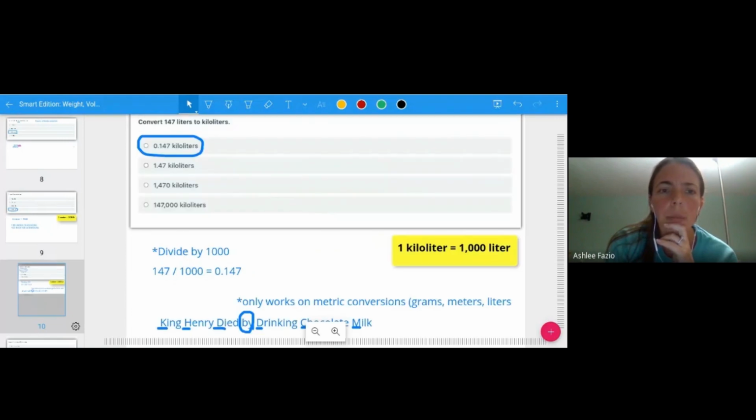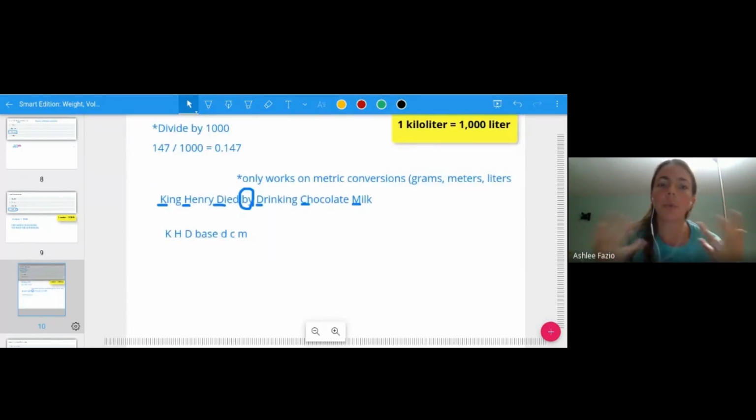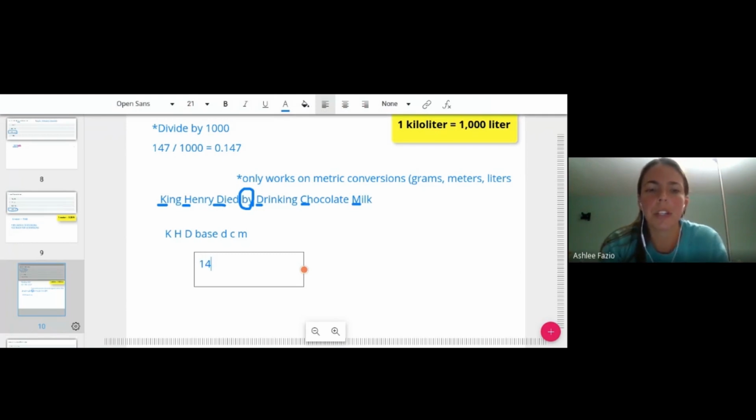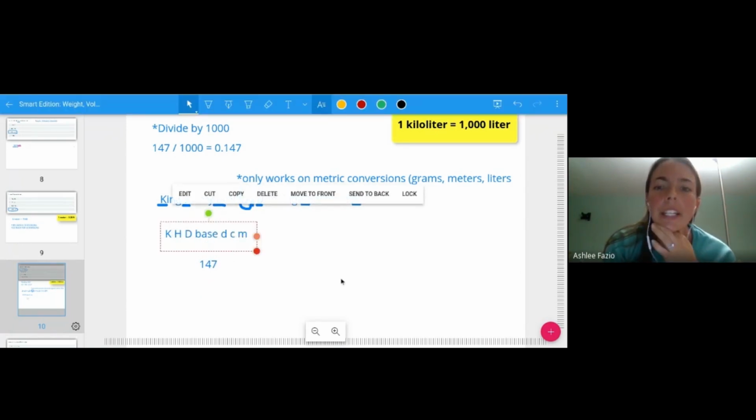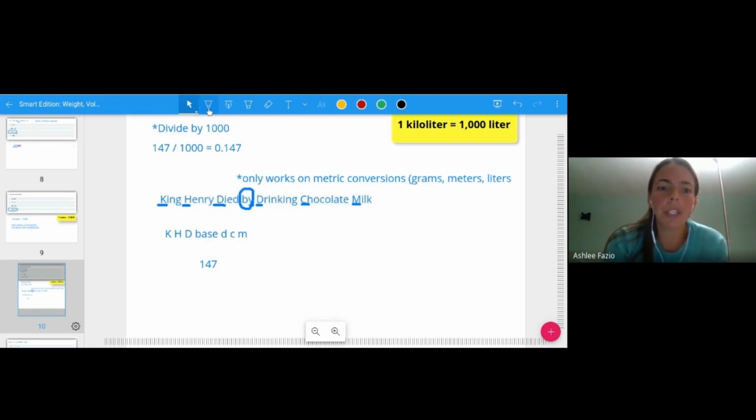So let me just go back again. What are we going for? 147 liters is what we know. Because it's liters and there's no prefix, the little part in front, that is just our base unit. So 147 is our base. I need to go to kiloliters. So I'm going to start at the base and see how many hops, how many jumps do I need to make to get there? And it looks like we have to go 1, 2, 3. And it's important to note that I'm going to the left. Okay, so 1, 2, 3 to the left.